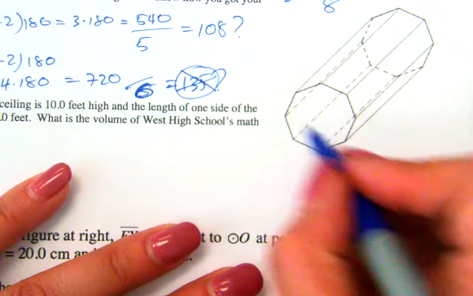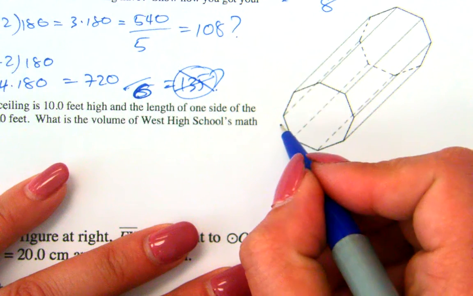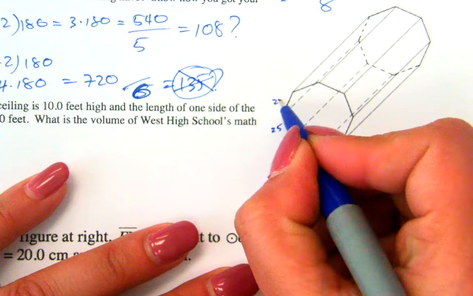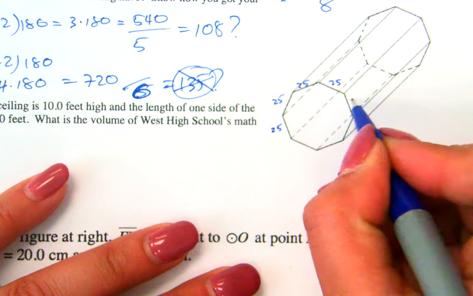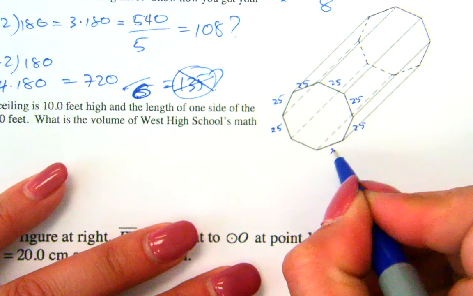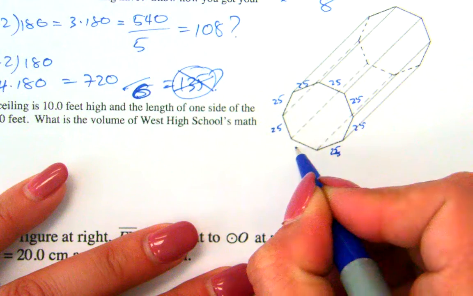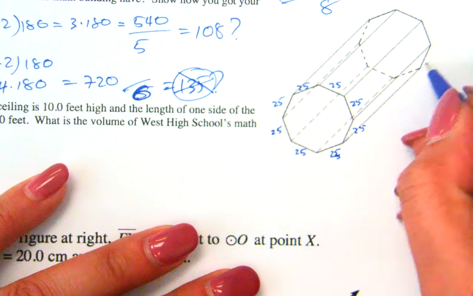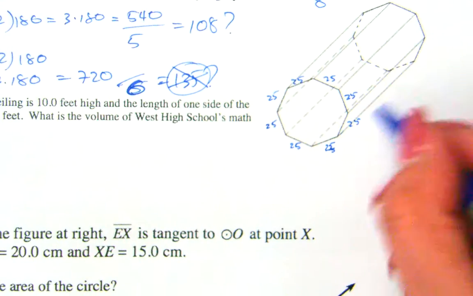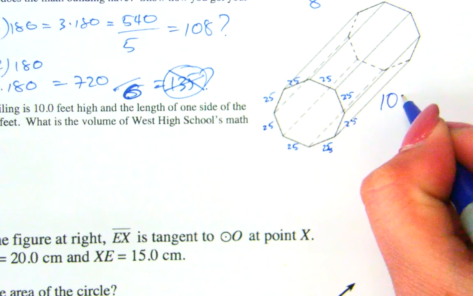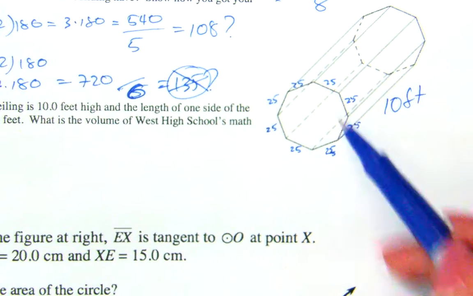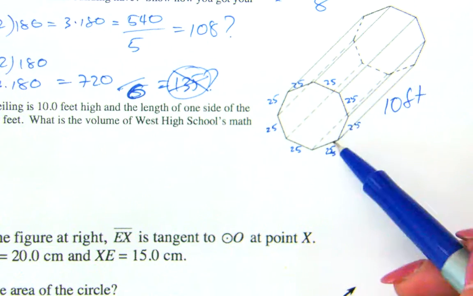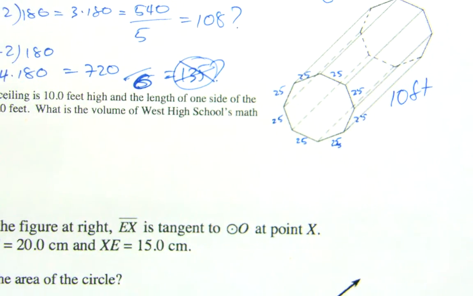So, she's saying that 25 feet is the length of one side, and we're assuming it's regular. So each side is going to be 25. Each side is 25, and the ceiling is 10 feet high, so the height of this prism is 10 feet. So if we find the area of one base, in this case the area of this octagon, and multiply by 10, we should be able to get our volume.